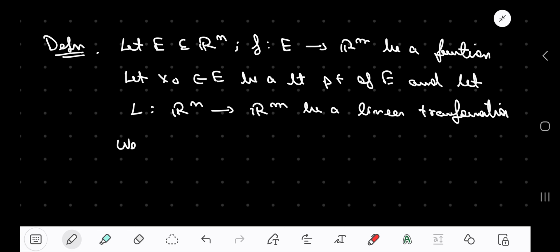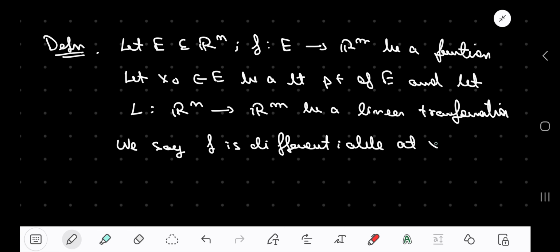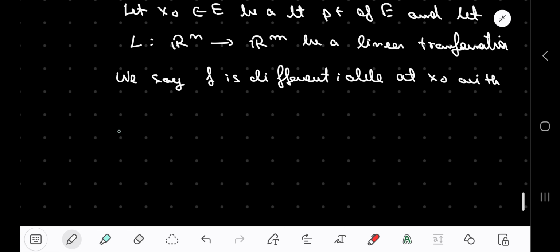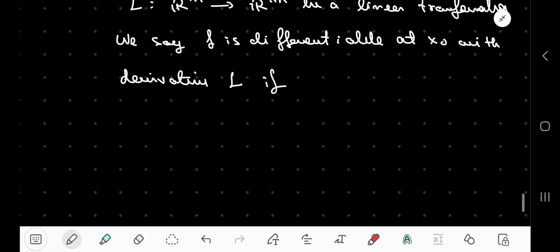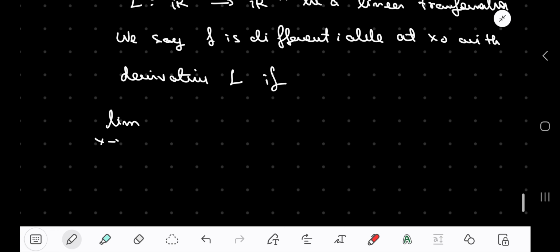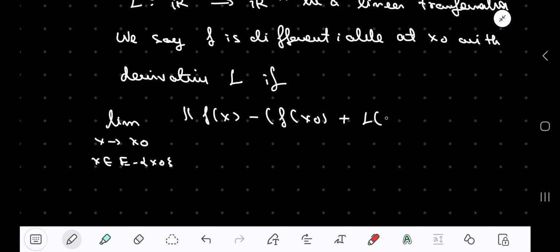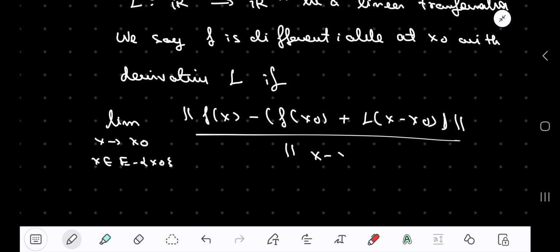We say f is differentiable at x naught with the derivative L if the limit as x tends to x naught, with x coming from E minus x naught, of the norm of f(x) minus f(x naught) plus L times (x minus x naught), divided by the norm of x minus x naught, equals 0.